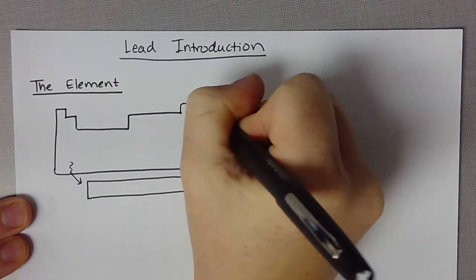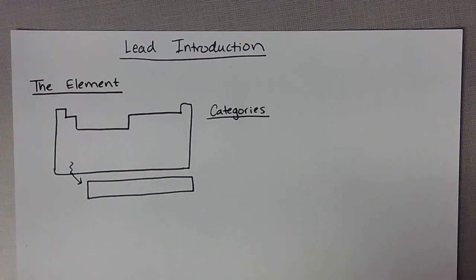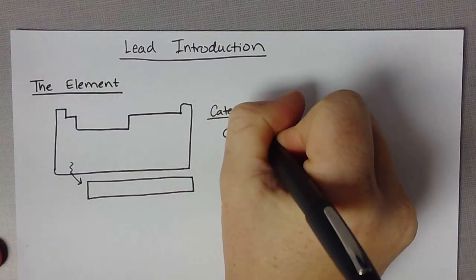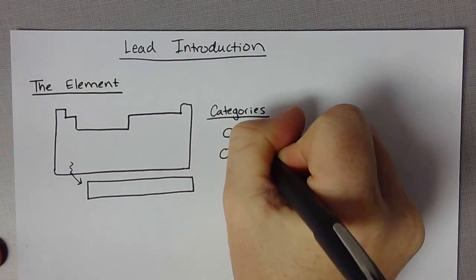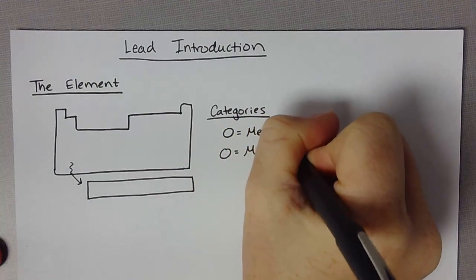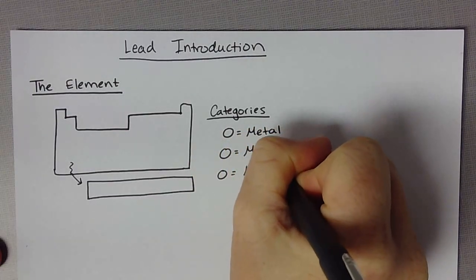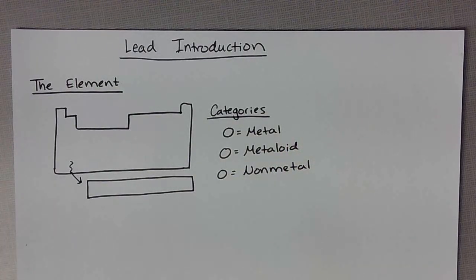Now, there's a lot of ways to sort and organize this table. We'll learn about a lot of different ones as we talk through the unit. But for today, we're just going to talk about the three main categories. And those categories are metal, metalloid, and non-metal. And I have these open circles here because we are going to color code these categories on our table over here to the left.